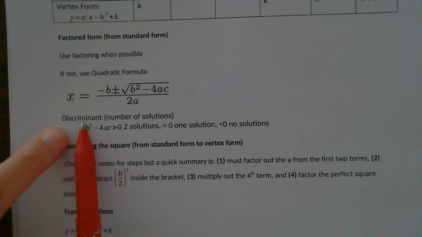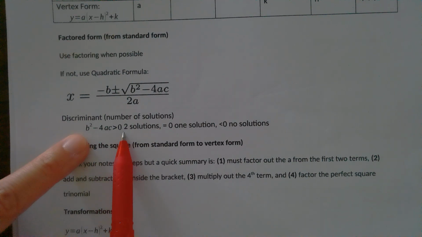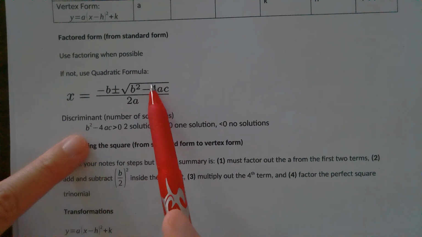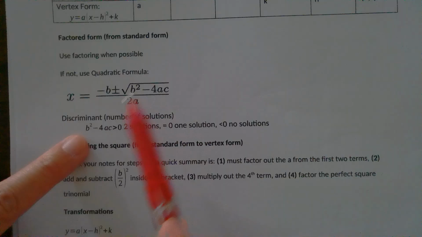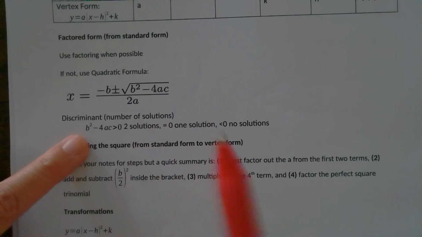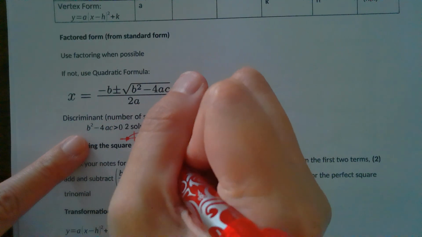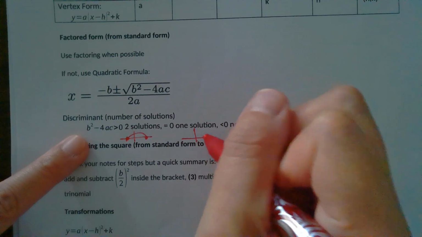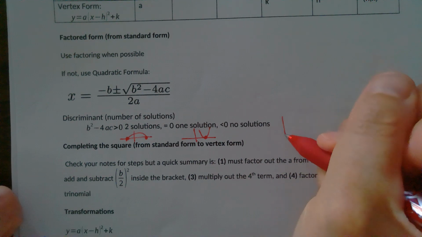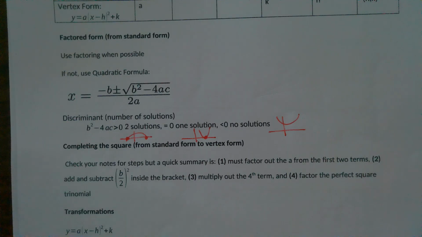Okay, discriminant, aka number of solutions, aka how many x-intercepts there are. So you can see b squared minus 4ac is the exact same thing in your quadratic formula. So if you get more than 0, that means there's 2 x-intercepts. So like this, for example, you have 2 x-intercepts. You can have equal 0, which means there's 1 x-intercept. And then you can have this, which means there's no x-intercept. It doesn't cross your x-axis.